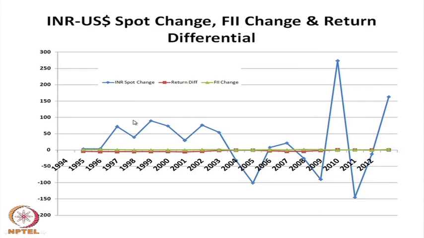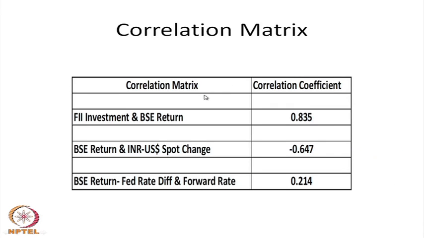This indicates that these three are highly correlated, and to some extent they are moving in one direction. The direction is nothing but FI inflow, return differential changing and change in the spot rate. This is the relationship among them. So, I tried to find the correlation among these three and found that FI investment and BSE return are highly correlated, 0.835. When BSE return is increasing, more FIs are coming to India. It is a positive correlation, 0.835, indicating the FI inflow and BSE return are highly correlated.